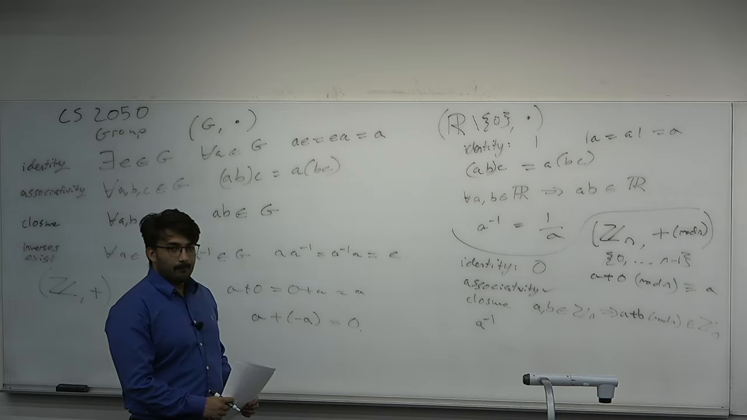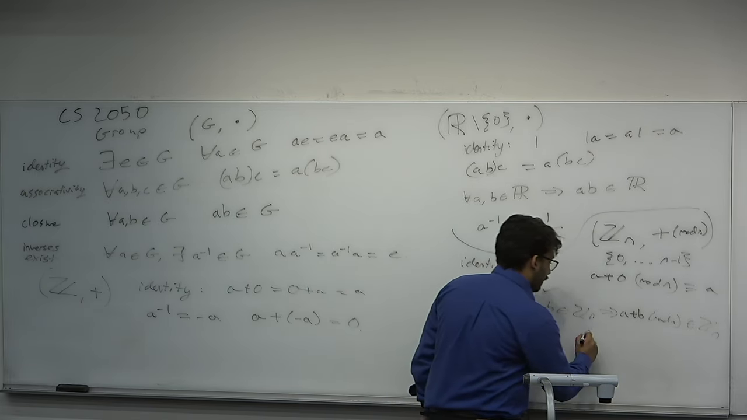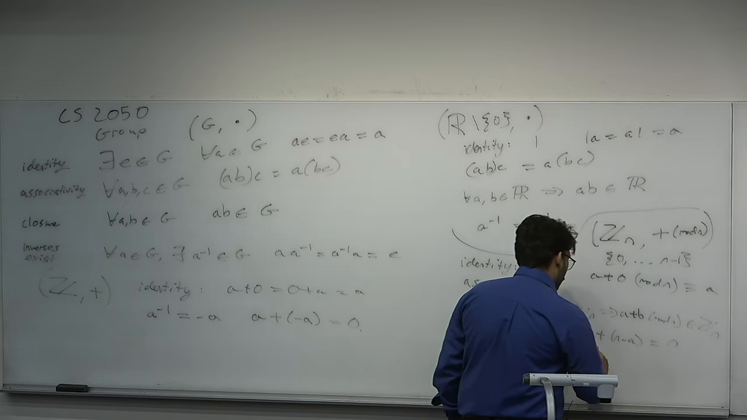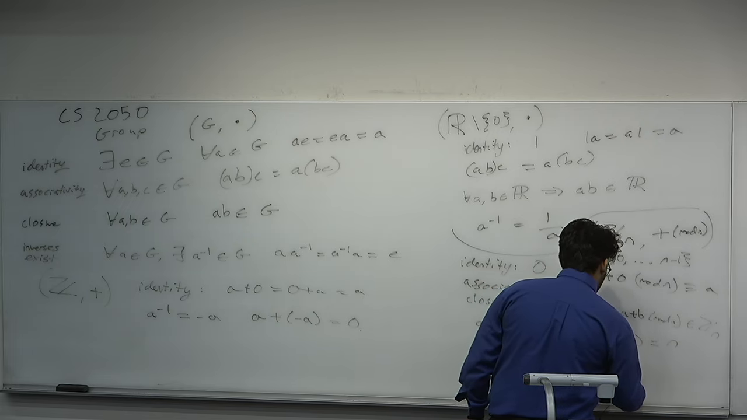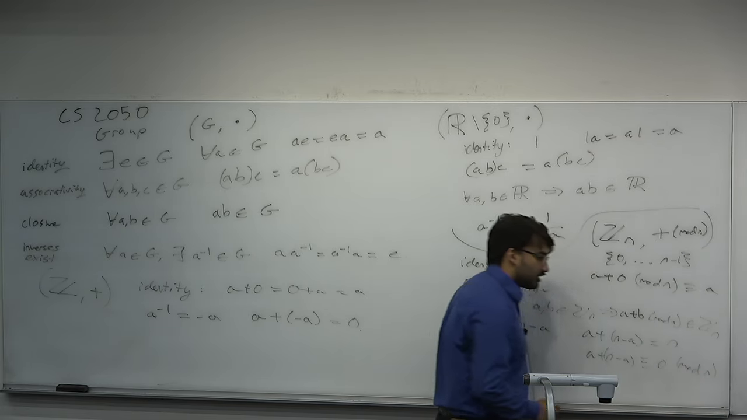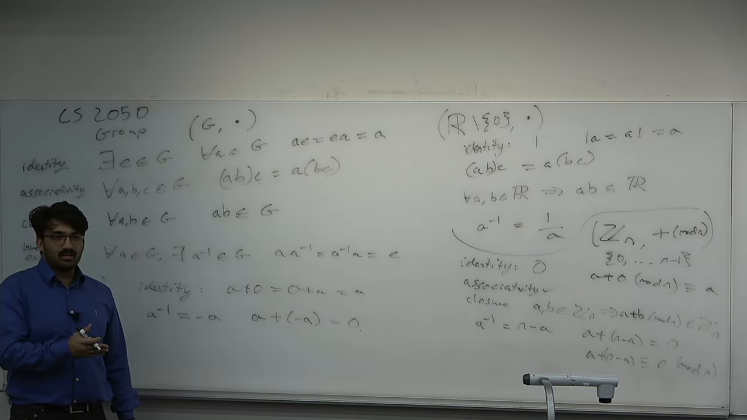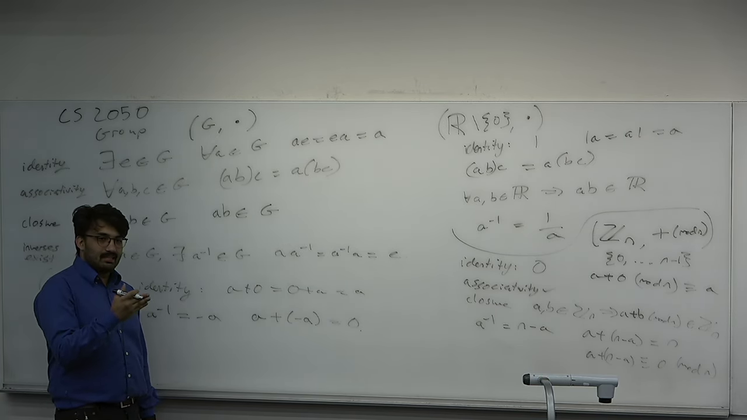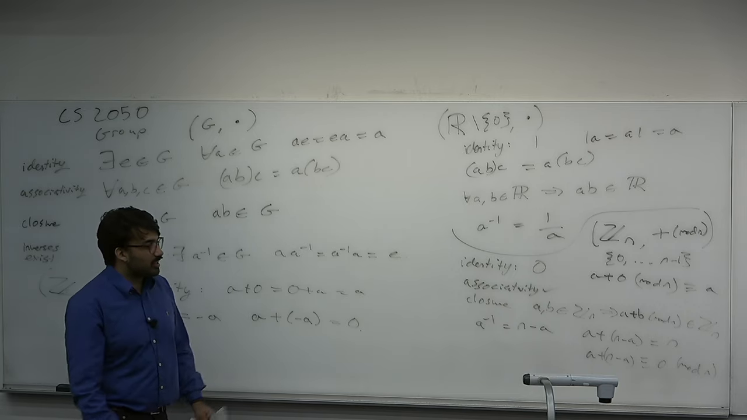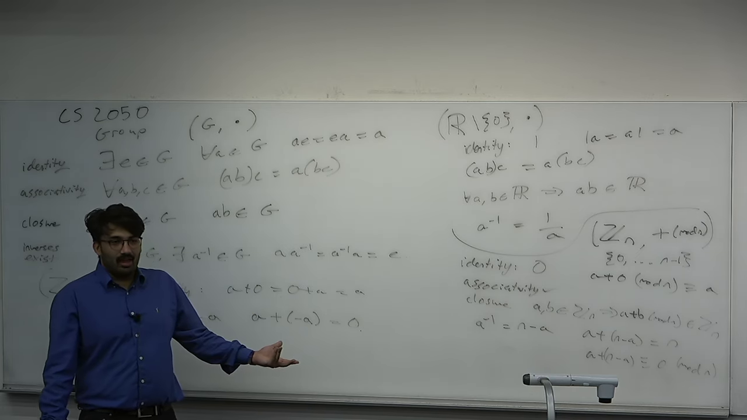Is the inverse n minus A? The inverse is n minus A. Why? A plus n minus A is equal to n. So A plus n minus A is congruent to 0 mod n, and 0 is, again, our identity, right? Every element has an inverse. The inverse of 3 mod 10 is going to be 10 minus 3, which is 7, right? With respect to the mod, n minus A is kind of like negative A.